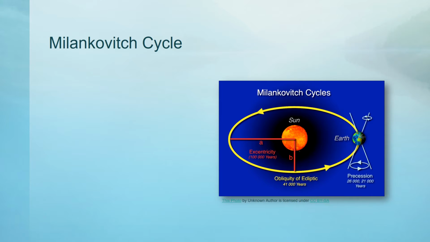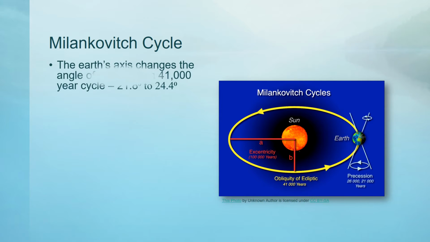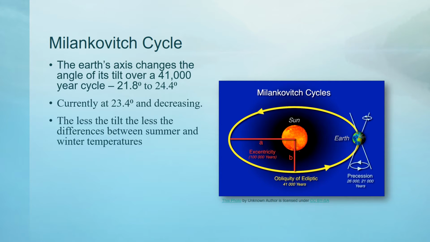And there are things that you have to take into account, like the Milankovitch cycle. The Earth's axis changes the angle of its tilt over a 41,000 year cycle, from 21.8 degrees to 24.4 degrees. Currently we're at 23.4 degrees, and it's decreasing, so we're going towards the 21.8. The less the tilt, the less difference there is between summer and winter temperatures, right? It's more straight up. In addition, the Earth wobbles on its axis, so you have to take that into account too. It wobbles like a top. You spin a top and it wobbles a bit.